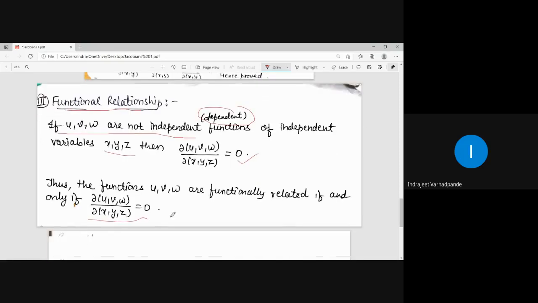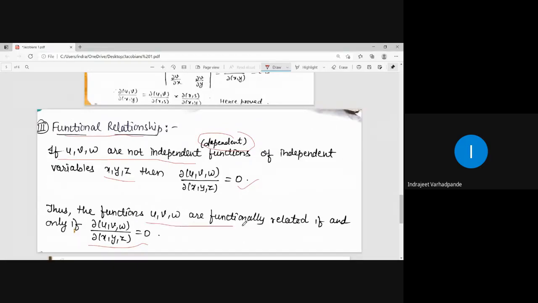What is the meaning of this property? If u, v, w are functionally related, then this Jacobian should come out as 0. Or if you are calculating any Jacobian of u, v, w with respect to x, y, z and it comes out to be 0, we say that they are functionally related to each other. There are many problems on functional relationship. Examples, I will discuss, right?